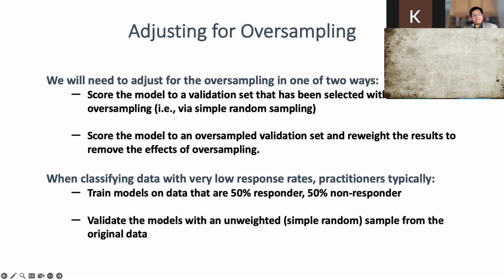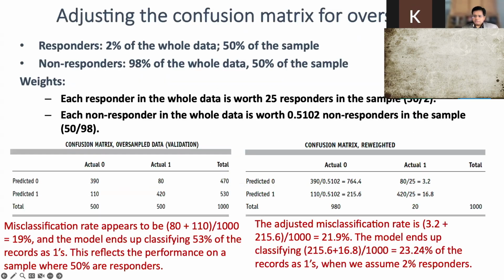When we classify data with very low response rates, practitioners typically would have 50% responders and 50% non-responders in the training models, and then the validation will be with some unweighted samples. Let's take an example here. So here is, for instance, how we adjust the confusion matrix for oversampling, especially with the reweighting in the validation set.